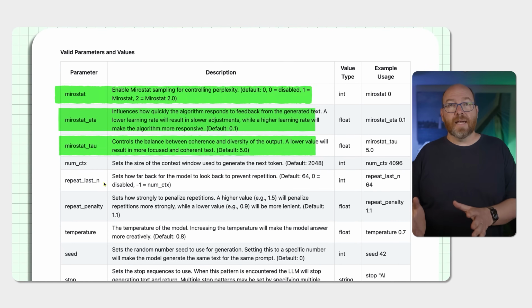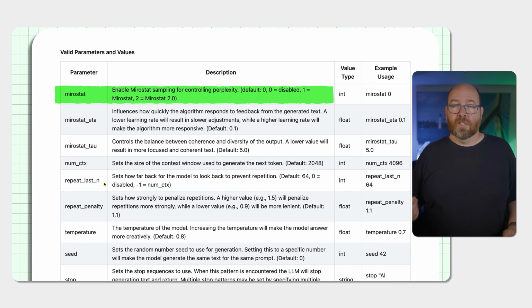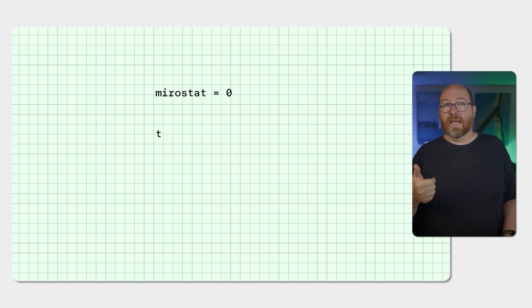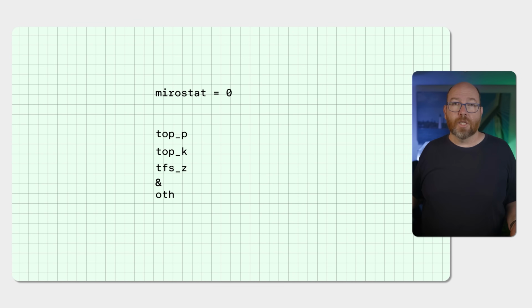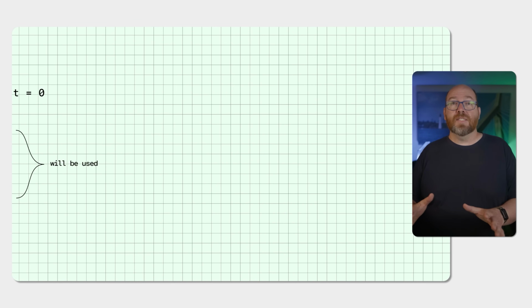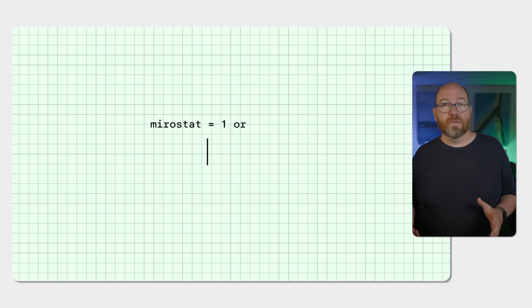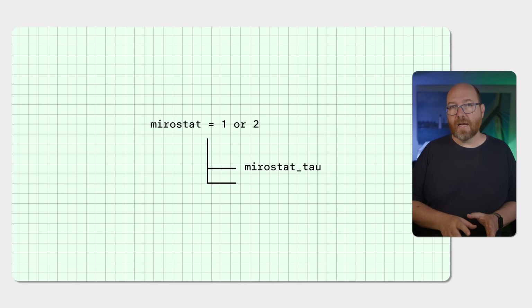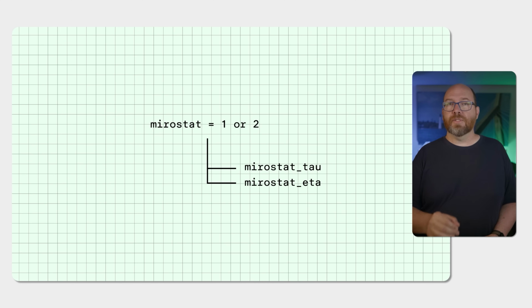Now let's cover the Mirostat parameters. These are used by a different method of coming up with the list of next possible tokens. With Mirostat, there are essentially 3 modes to choose from. The first: if you don't set Mirostat, then top P, top K, TFS, and the rest of the parameters are used. But then you can set Mirostat to 1 or 2 to use the Mirostat tau and eta parameters to result in more or less proportional probabilities.